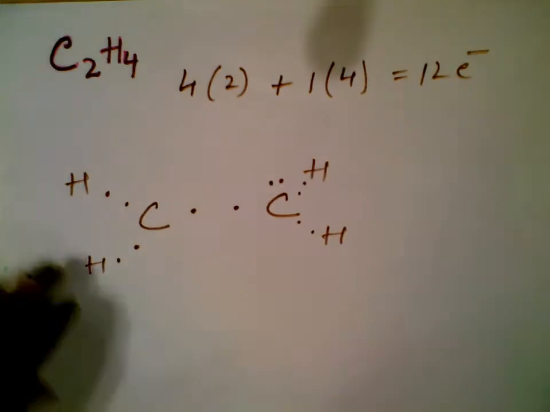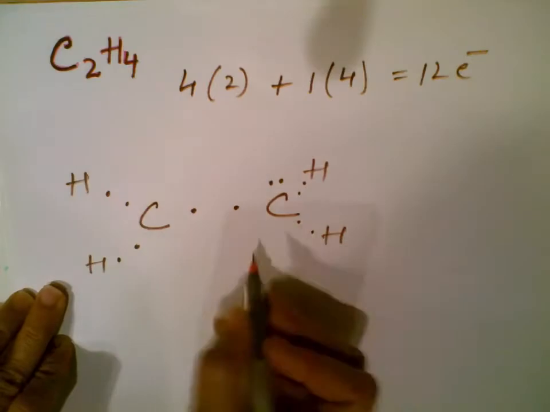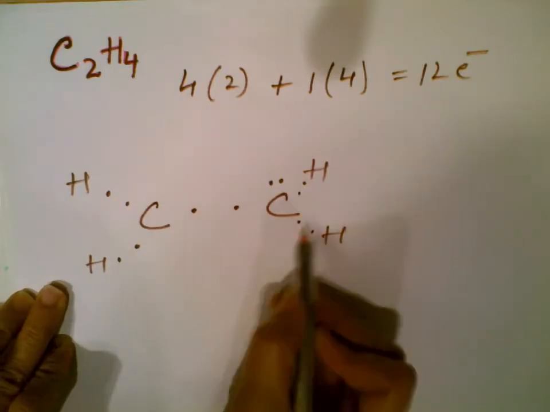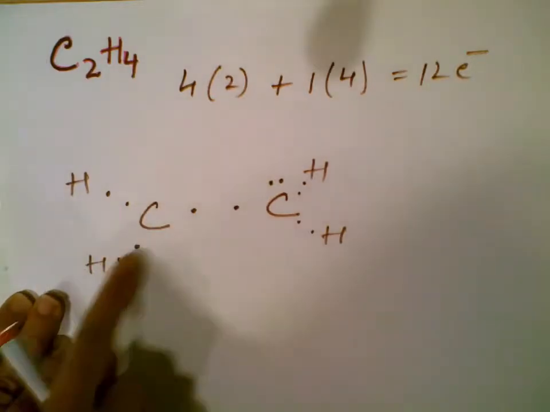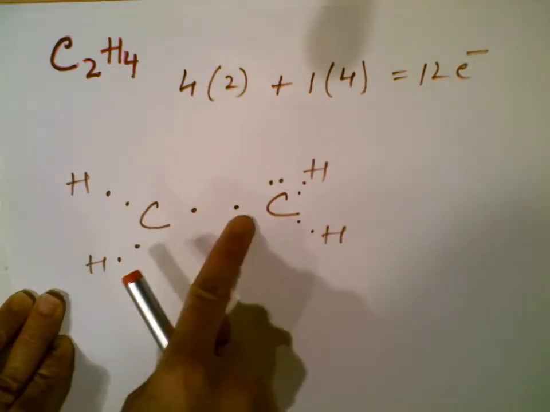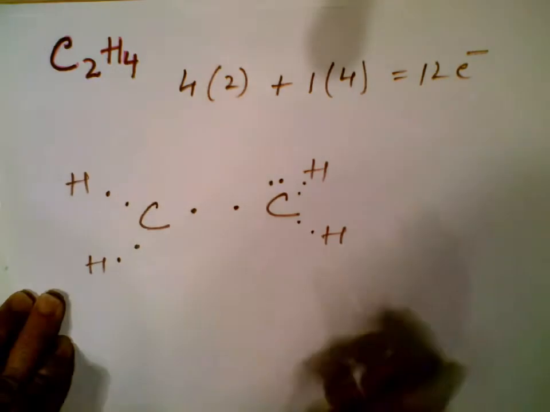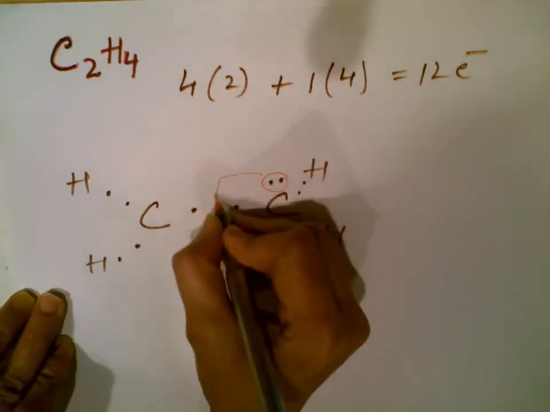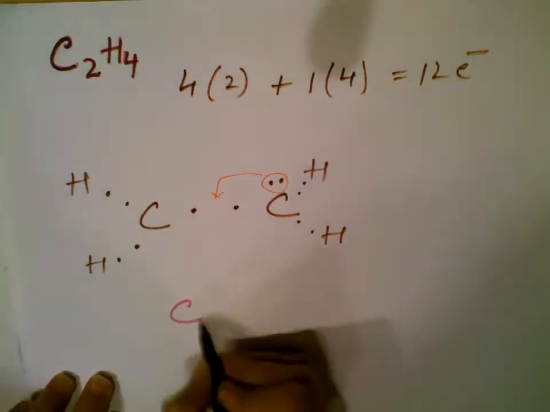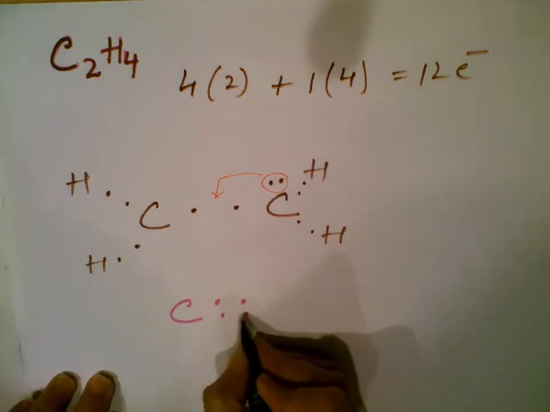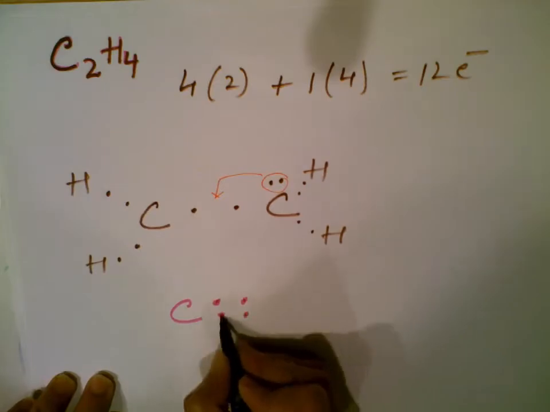So if you look here, these hydrogens are happy. However, this carbon, 1, 2, 3, 4, 5, 6, 7, 8, is good. But look at this carbon, 1, 2, 3, 4, 5, only 5, 6, only 6. So the octet is not complete. So we are going to move this pair over here, and that pair comes in the middle.